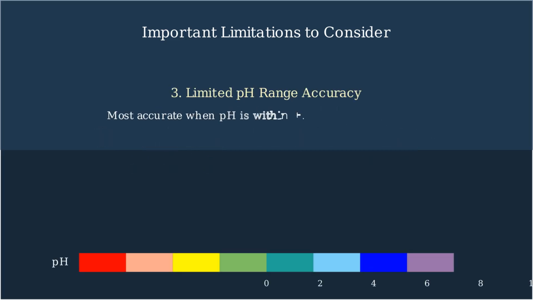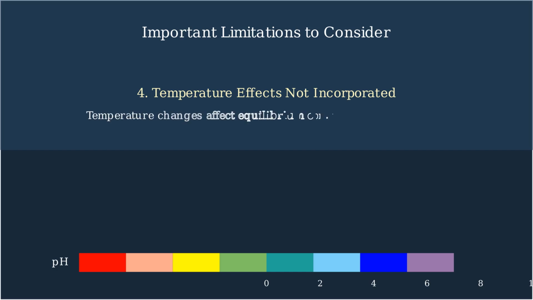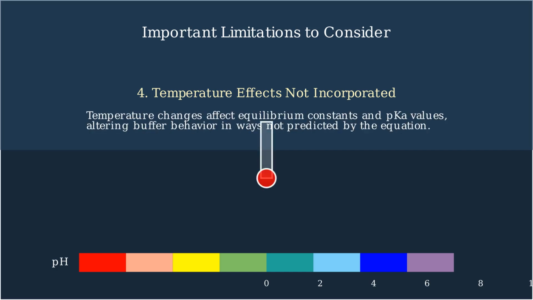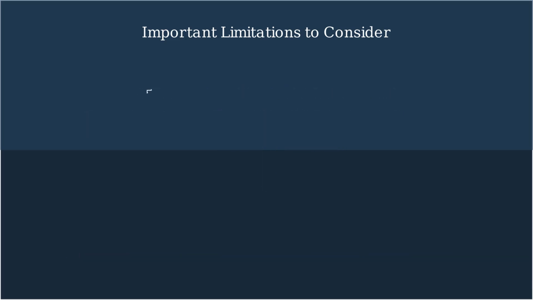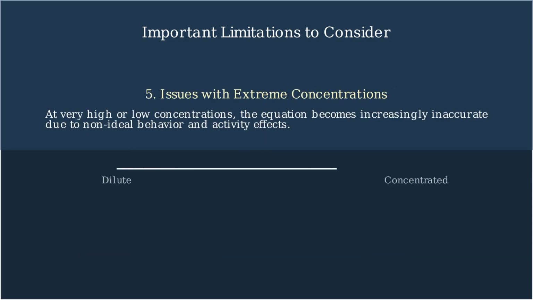The Henderson-Hasselbalch equation is most accurate when the pH is within plus or minus 1 unit of the pKa value. Outside this range, the calculations become increasingly inaccurate as the ratio between conjugate acid and base becomes extremely skewed. Temperature effects aren't incorporated in the basic equation, yet they significantly influence pKa values and equilibrium constants. For extreme concentrations, either very dilute or highly concentrated, the equation becomes increasingly inaccurate.